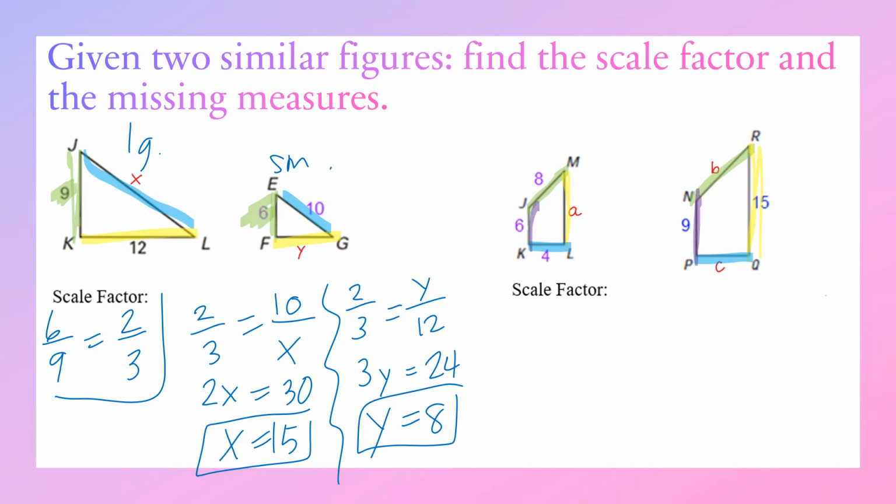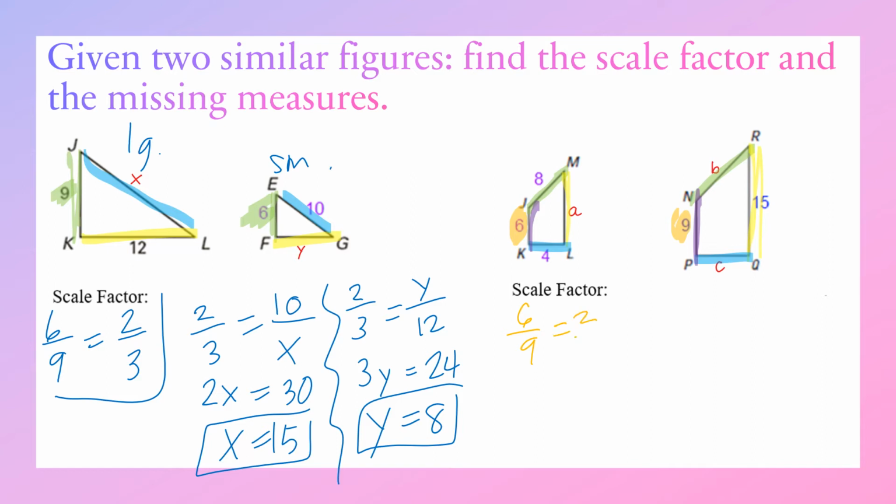Okay, so again, first we want to find the scale factor. You just need to find the two corresponding sides that both have a number. We have JK here and NP both have a number, so that's how we're going to find our scale factor. 6 over 9.